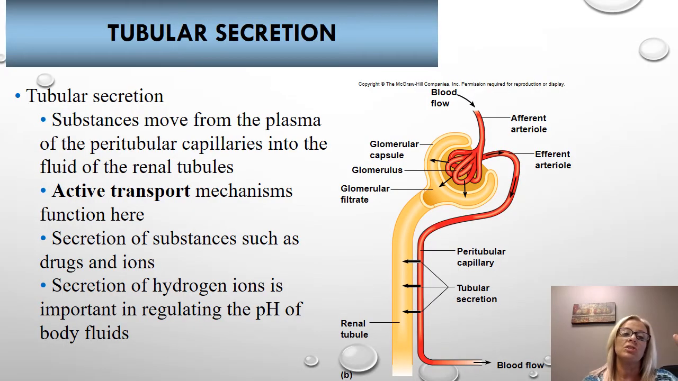So tubular secretion is going to move things from the plasma, all right, from the plasma here. And so we've got blood flowing. So it's going to remove things from the plasma of the peritubular capillaries into the fluid of the renal tubules, all right? So it's going to go into the fluid of the renal tubules. And this is through active transport. And then we will also see secretion of things like drugs and different ions, hydrogen ions as well, which is very important for maintenance of the pH of different bodily fluids.